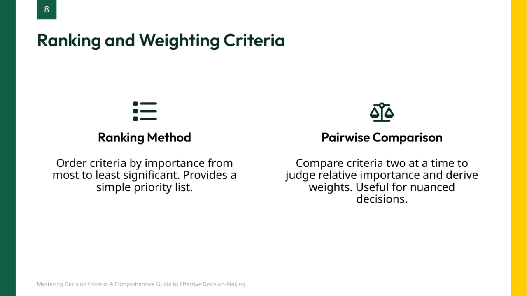It's straightforward and provides a clear priority list, making it easy to understand which factors should carry more weight in decision-making. On the other hand, the pairwise comparison method allows us to compare criteria two at a time to assess their relative importance. This technique is especially helpful for more nuanced decisions because it helps derive precise weights based on direct comparisons between each pair of criteria. Together, these methods offer flexible ways to rank and weigh factors depending on the complexity of the decision at hand.